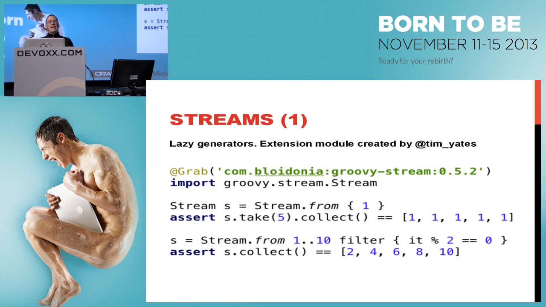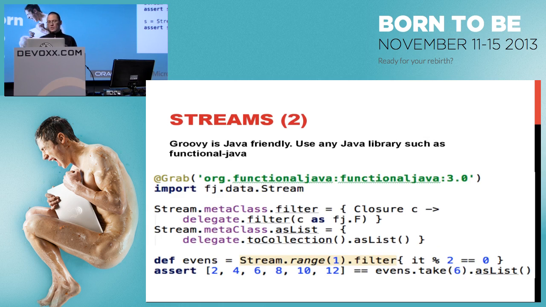When you collect on a stream, you transform an infinite object, kind of like a generator, into a finite collection. Now that it's a finite collection, it may be a list, it may be a map, and then you can apply any other method that you already know from collections. You can use Functional Java in the same way. I'm showing a couple of metaclass tricks so that you can transform a Closure into a Functional Java function.